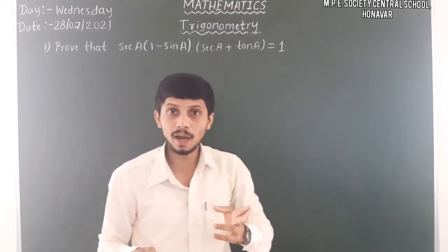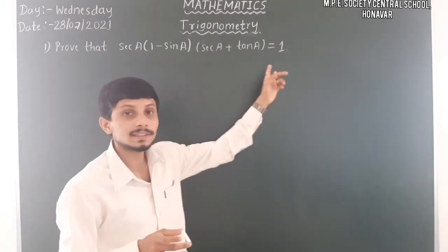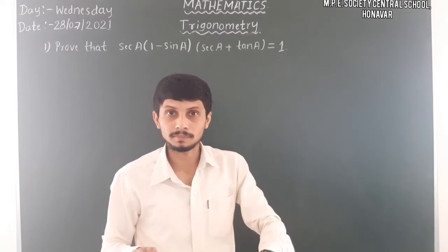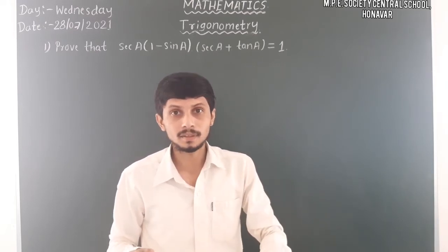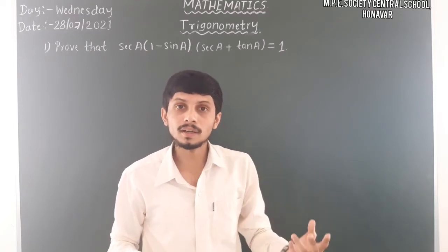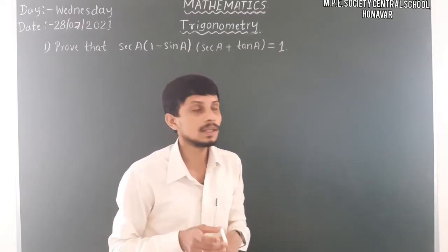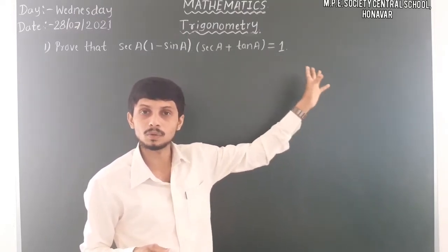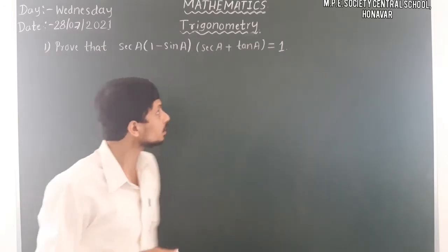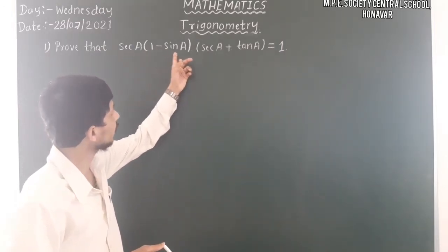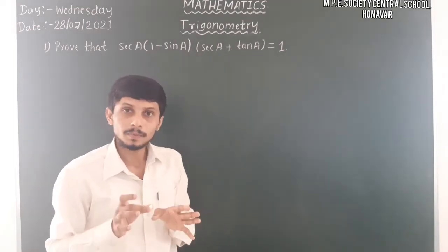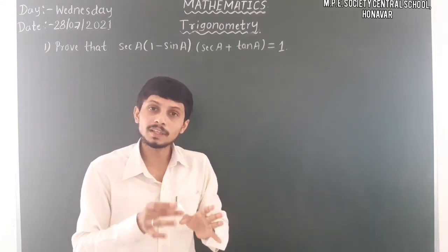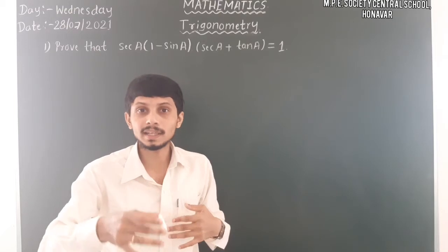You have to express the complete LHS in one form of identity, that is, sin a and cos a, or secant a and tan a, or cot a and cosec a. Then only we can prove that the value of LHS is equal to 1. Otherwise we cannot. But just observe, here we have secant a and sin a, secant a, tan a. It looks like we can easily convert it into one form, that is, secant and tan a form.